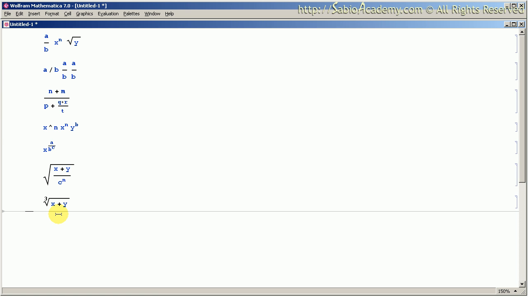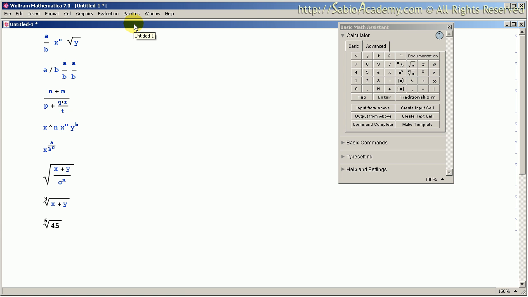Okay, let's do it one more time. So do control 2 and type what you need to do. And control 5 and type what you need to do. Sixth root of 45 is written that way. Now, how are you supposed to remember all this? It looked so complicated, right? Or did it? I don't know. Depending on your level of experience, this could be quite easy or quite difficult.